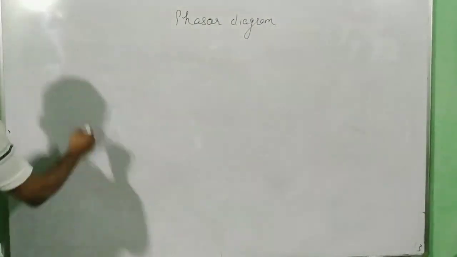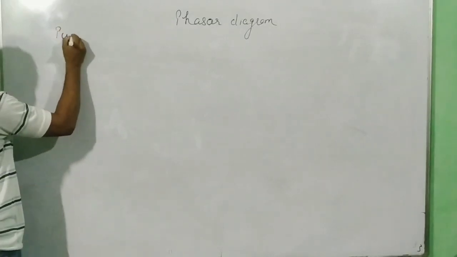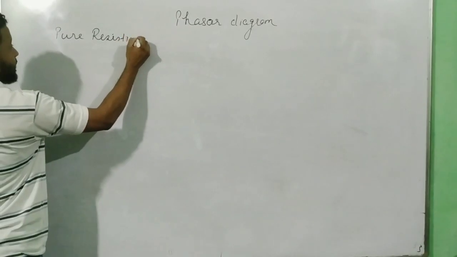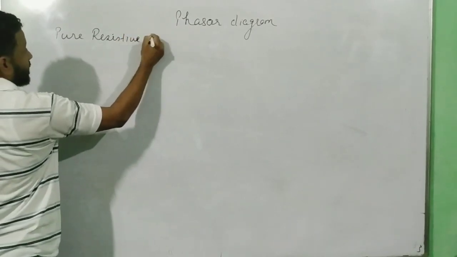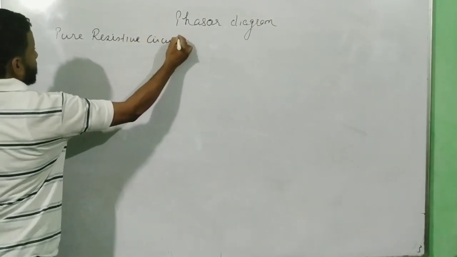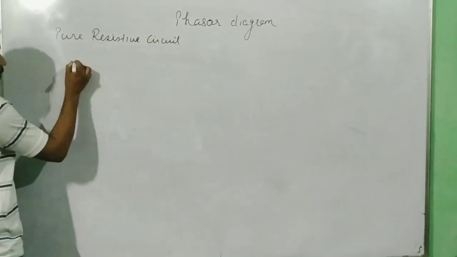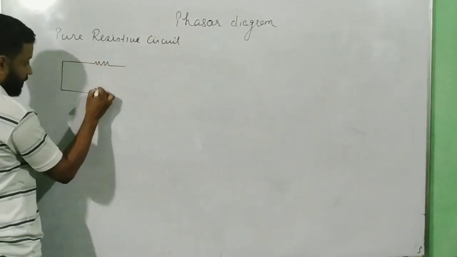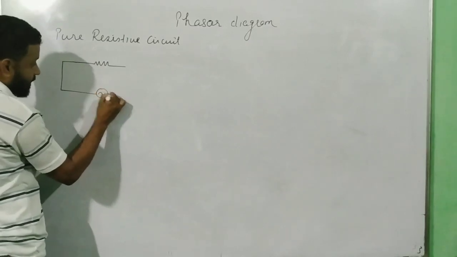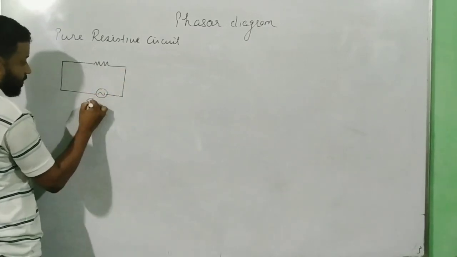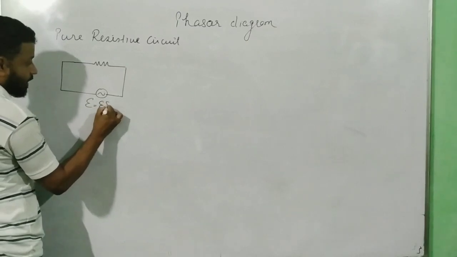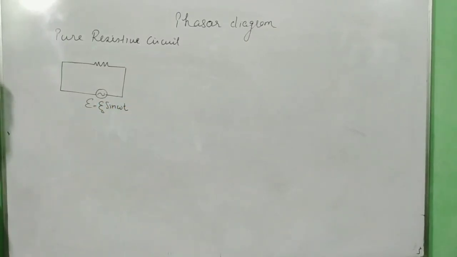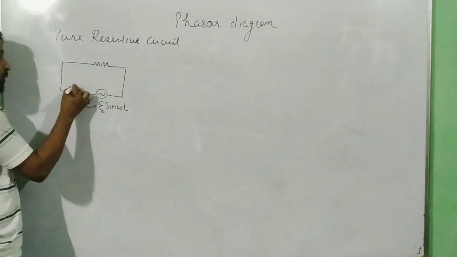Let's start. So we will first start with pure resistive circuit. So it has only one resistance, and this is my alternating supply of E equals E naught, that is the EMF, sine omega t. And let us say our current I flows through it.